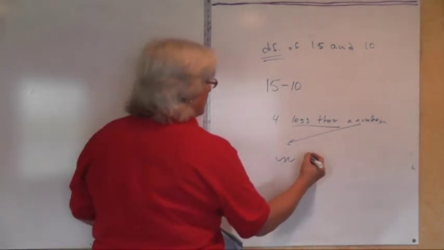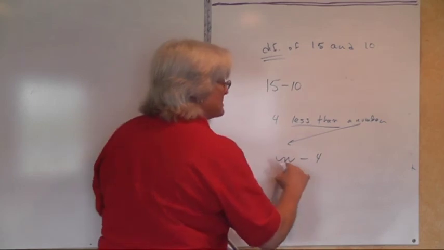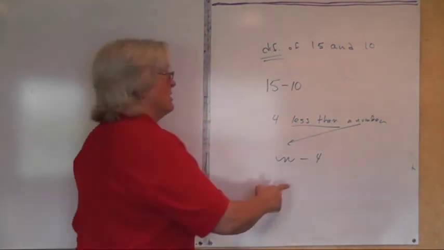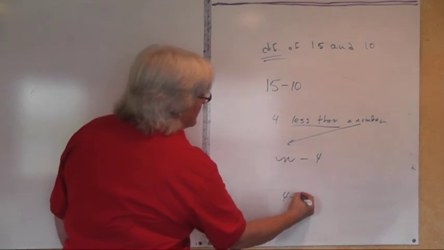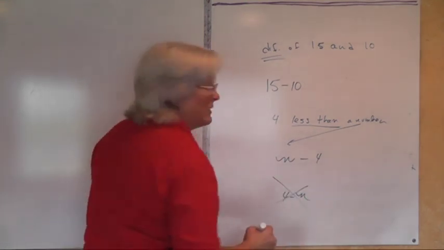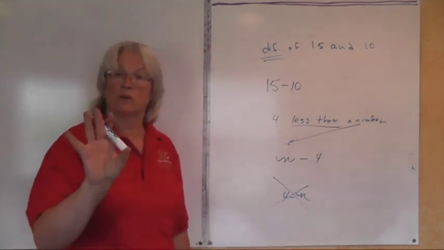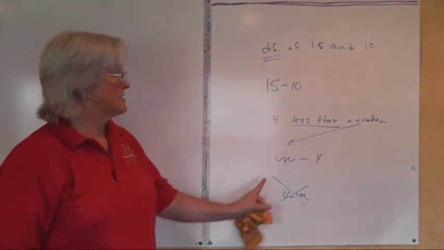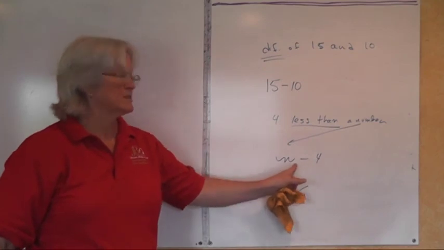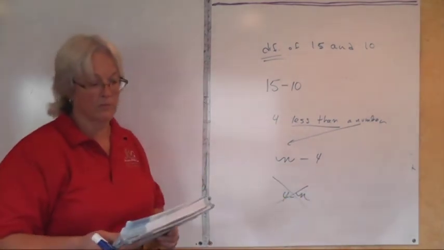So we want to have 4 less than this starting number. Less than is subtraction, n minus 4. If you say 4 minus n, that is absolutely incorrect because subtraction is not commutative. That's not what this problem says. This says 4 less than a number.